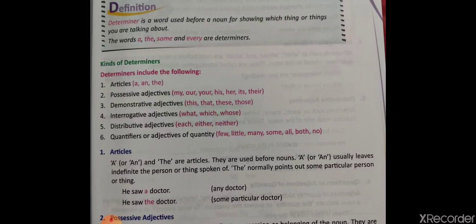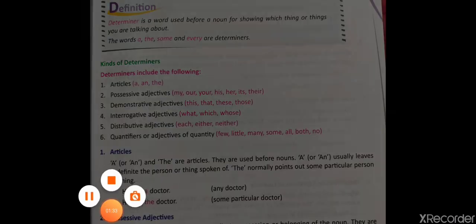So now let us study how many types of determiners there are. There are 6 types of determiners given in your book. First one is articles, another one is possessive adjectives, then demonstrative adjectives, interrogative adjectives, distributive adjectives, and quantifiers or adjectives of quantity, or numeral adjectives. We also call it numeral adjectives. So we are going to study them one by one.